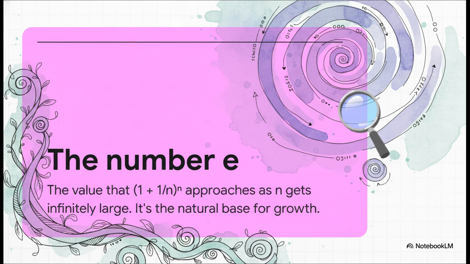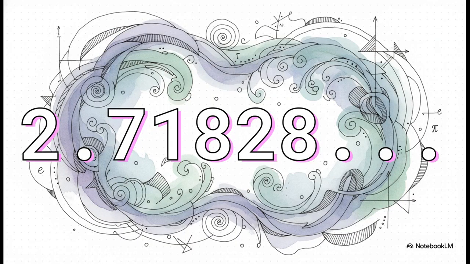As that number n, the number of times you compound, gets bigger and bigger, heading towards infinity, the final amount doesn't just fly off the charts. It actually zeroes in on a very specific single number. And guess what? That number is E. And there it is, roughly 2.71828.